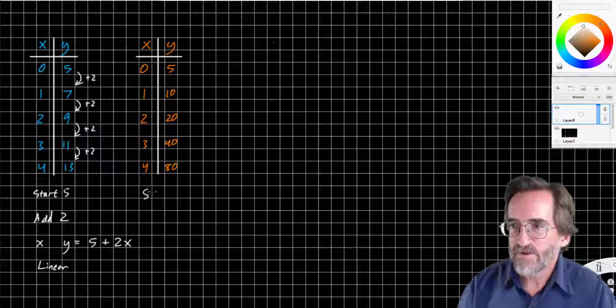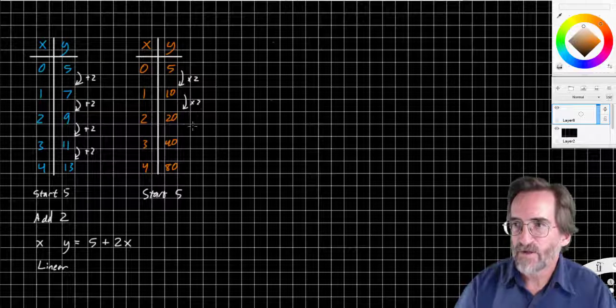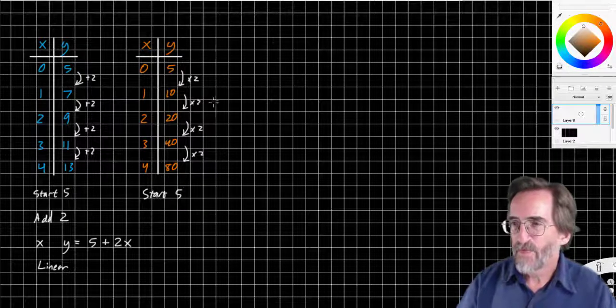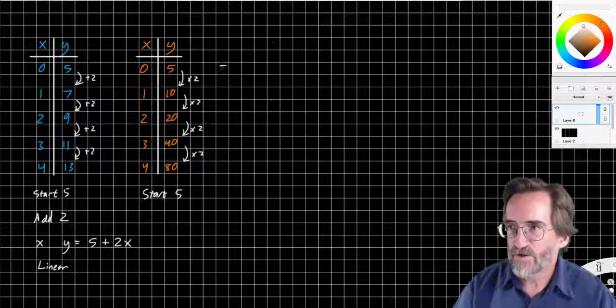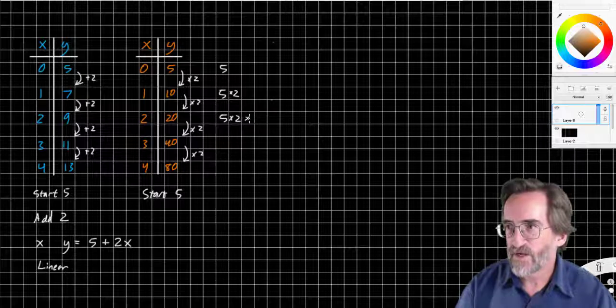You may have noticed that the start value is 5 again, same start value, but that the rule I was following is not to add to, but to multiply to repeatedly. Multiply to, multiply to, multiply to. Okay, let me expand this out here. So I started with 5. Then I did 5 times 2. Then I did the previous answer times 2 again, and again, and again.